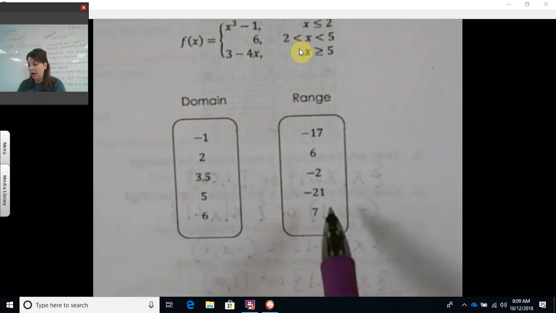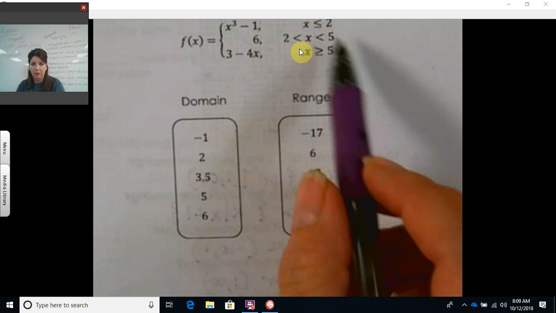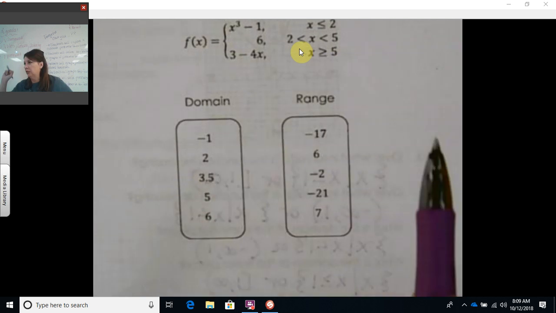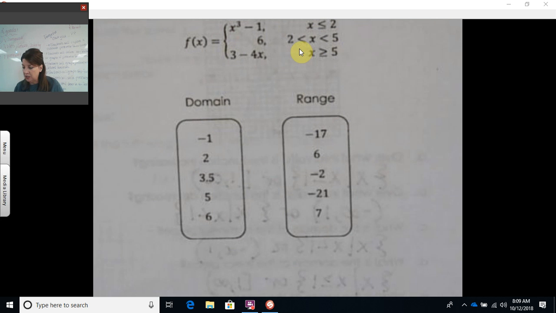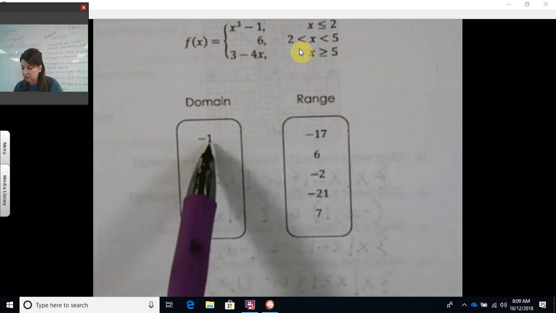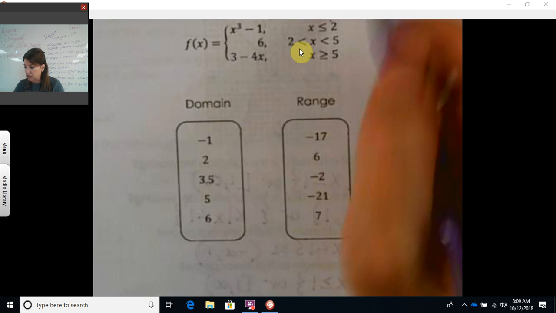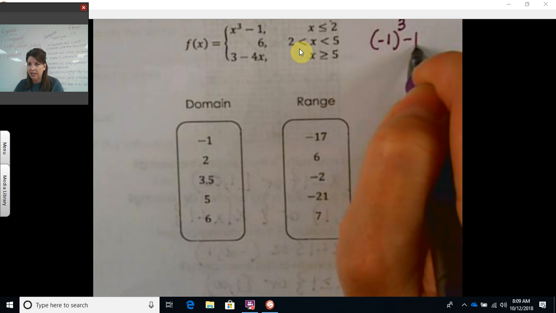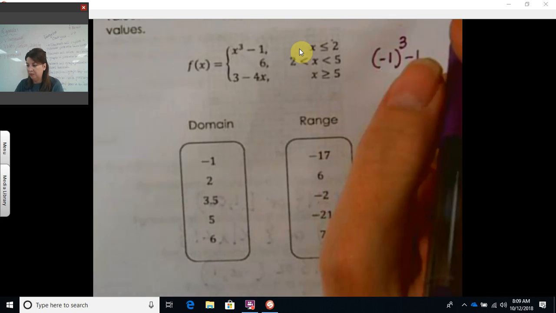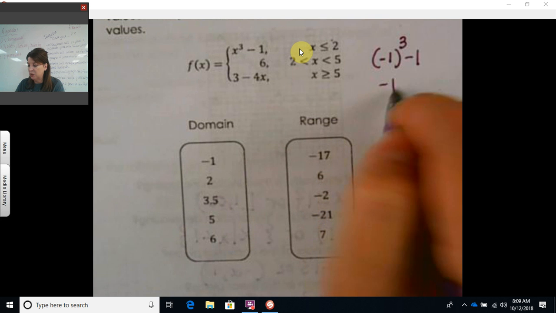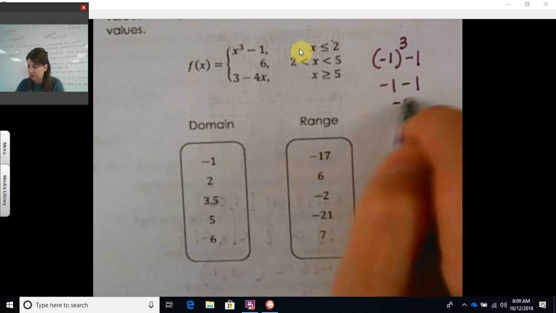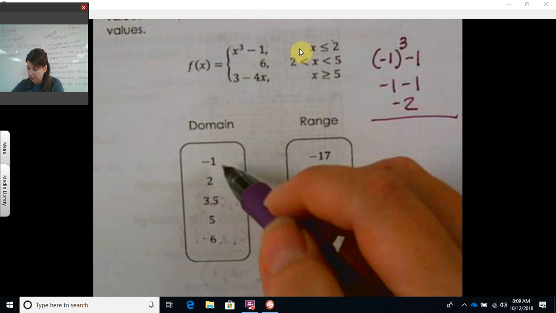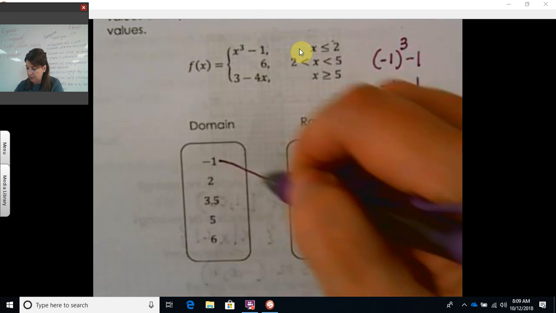So I would just take each domain, substitute it into the appropriate equation, figure out what the range is, and you just draw a line or arrow to it. So where would I substitute in negative 1? The top one. So that would be negative 1 quantity cubed minus 1. What's negative 1 quantity cubed? Negative 1 minus 1 is negative 2. So when my domain is negative 1, my range is negative 2.